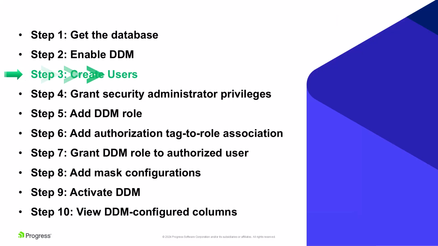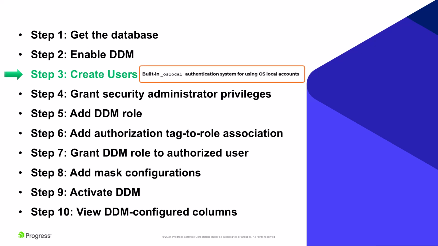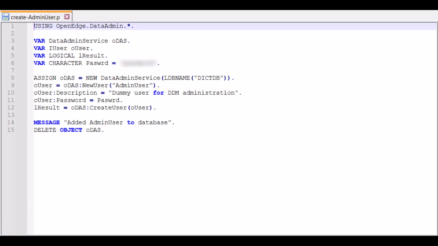The next step is to create users in the database if they are not already added. Note that we are generating user records solely for demonstration purposes. OpenEdge provides different and more standard ways to integrate with various user account systems, such as the built-in _OS local authentication system for using operating system local accounts, external user accounts accessed by an ABL authentication callback, and the OpenEdge authentication gateway. Here's the example ABL code that you can use to create admin user.